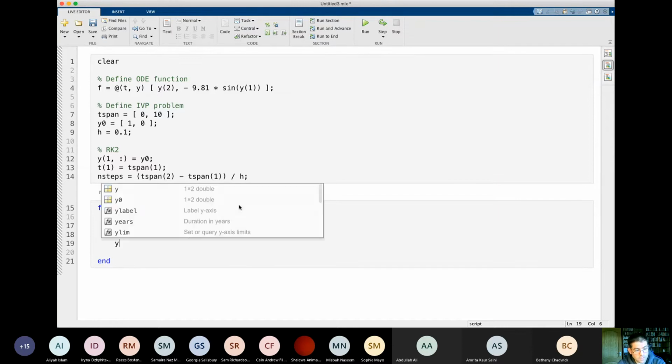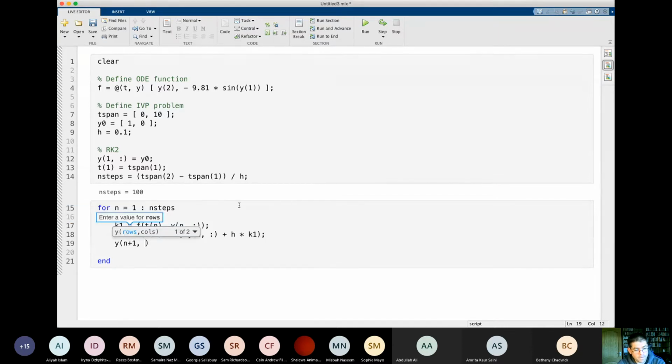I want to update my solution. Again, if we were dealing with a single ODE, we just have yn plus 1, but because we're dealing with a system, we use the comma colon. Remember, this is all about array slicing. So that would be the current row of y plus h over 2. This is the second order Runge-Kutta.